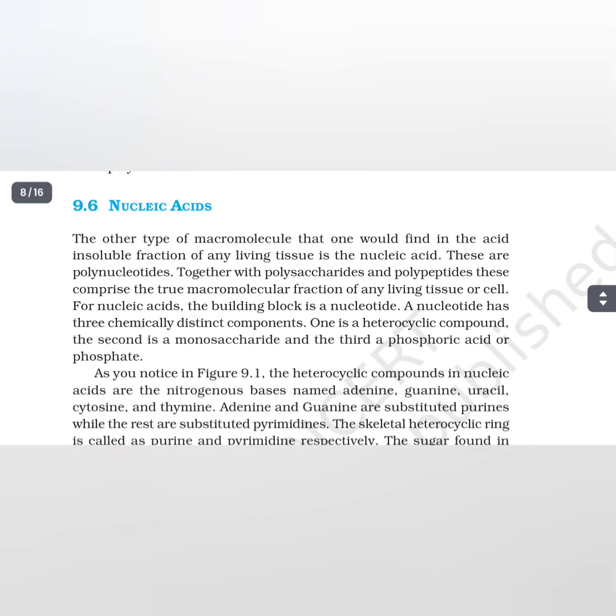Nucleic acids are the other type of macromolecule that one would find in the acid insoluble fraction of any living tissue. These are polynucleotides. Together with polysaccharides and polypeptides, these comprise the true macromolecular fraction of any living tissue or cell. For nucleic acids, the building block is a nucleotide. A nucleotide has three chemically distinct components. One is a heterocyclic compound, the second is a monosaccharide, and the third is phosphoric acid or phosphate.